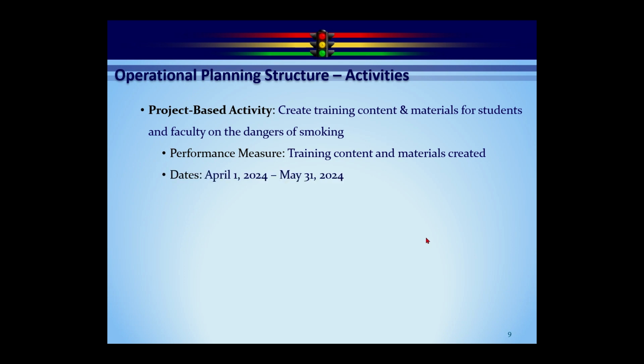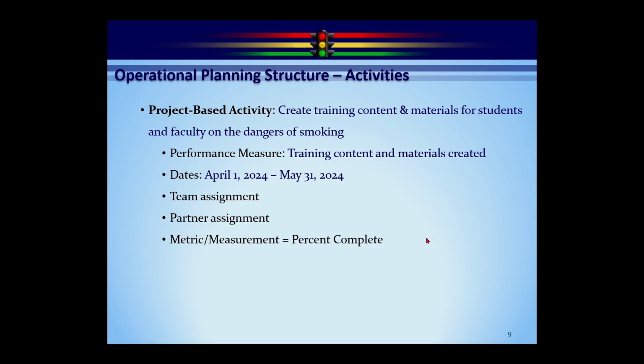When are we planning on doing this? So we're going to have a beginning and ending date, in this case, April 1 through May 31st. We're going to assign team members and team leads. If we have external partners involved, we're going to assign them. Our measurement is real simple in this case: percent complete. How far along are we in creating the training content? So that's our project-based.